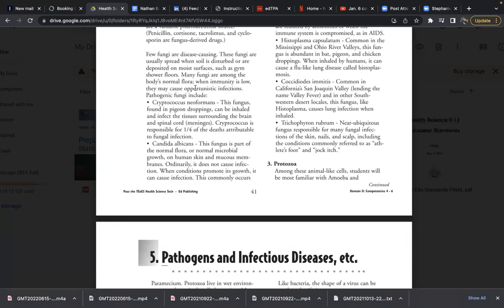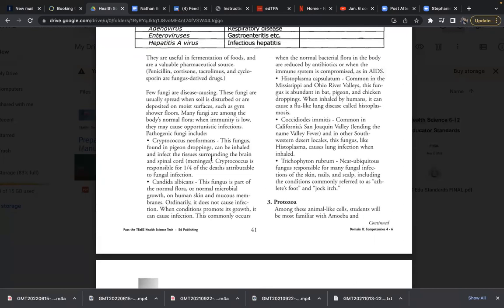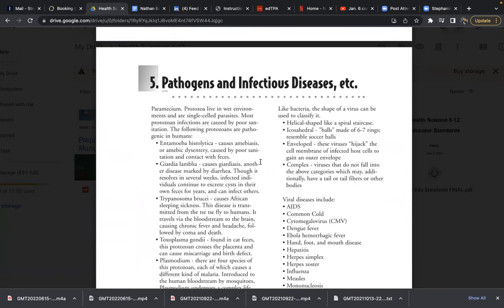Knowing the differences of fungus, ones that come from feces and ones that are just normal on our skin. Just being able to know that there are different kinds and where you might find them. Okay.